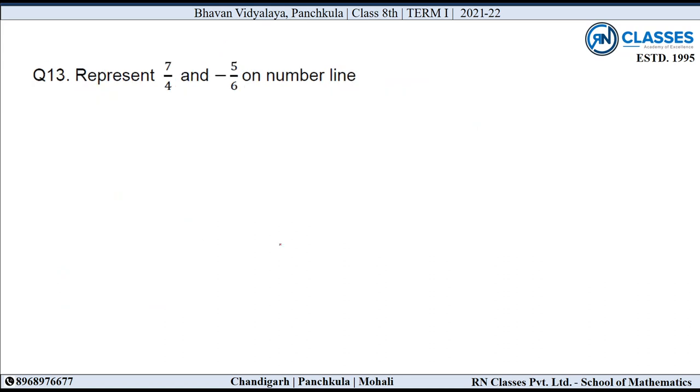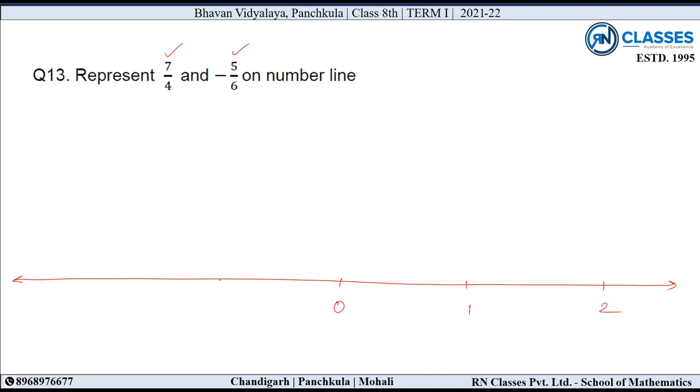Let's go to question number 13. Represent 7 by 4 and minus 5 by 6 on the number line. Okay, two numbers ko number line pe represent karna hai. I'll do it easily. पहले तो नंबर लाइन बनाते हैं. This is 0, this is 1 and this is 2. This is minus 1 and this is minus 2.